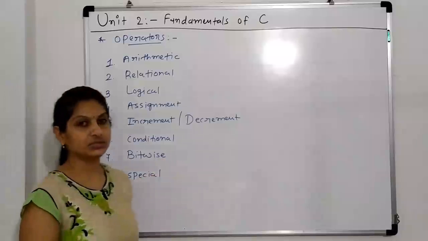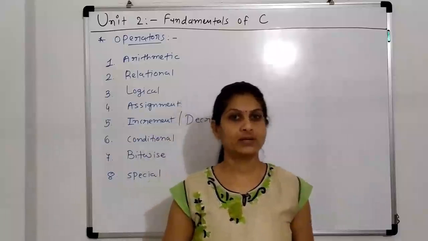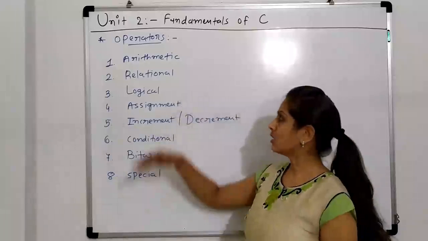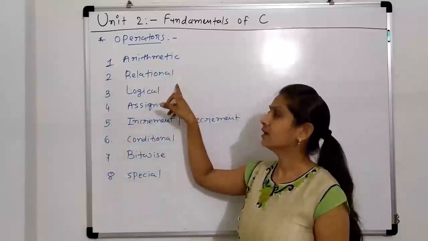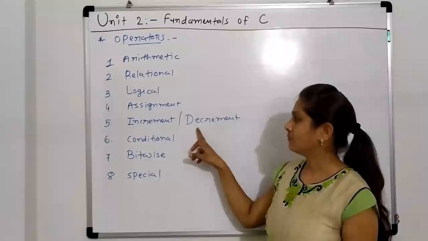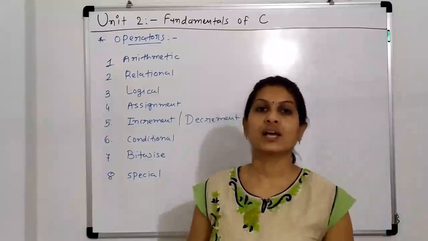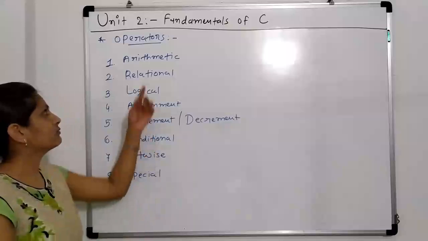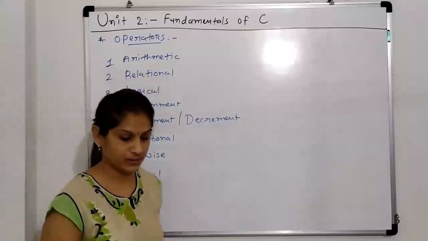If in a GTU exam the question is like, list out all the operators and explain any three, then you have to write the answer like this. First, list out all 8 names of operators: arithmetic, relational, logical, assignment, increment or decrement, conditional, bitwise and special. And then explain any 3 from these 8. Clear? Now today we start with the very first operator, that is arithmetic operators.